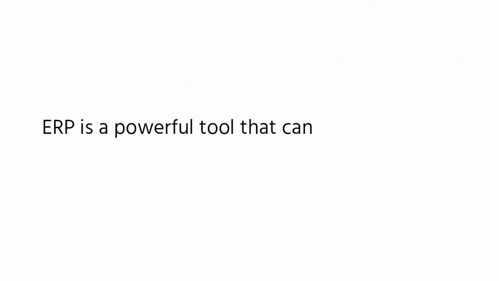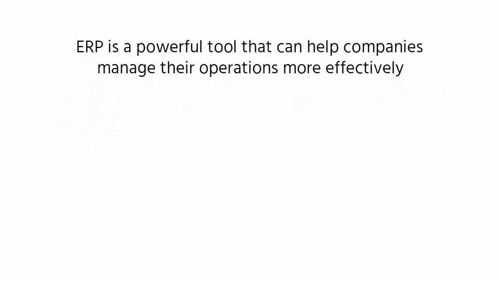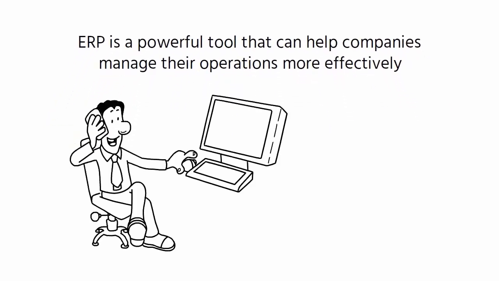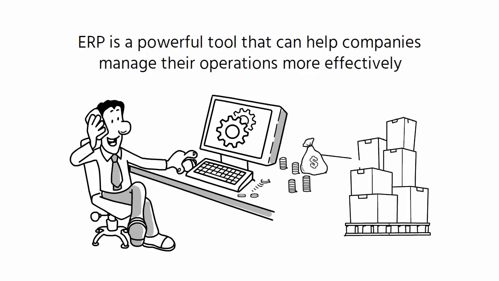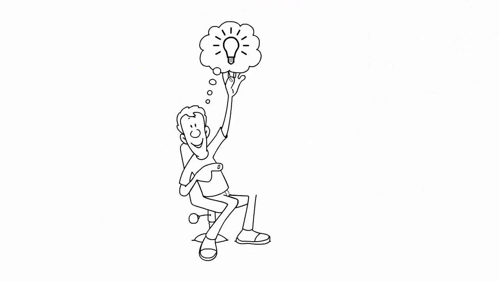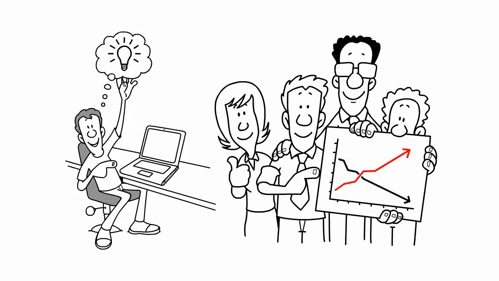In conclusion, ERP is a powerful tool that can help companies manage their operations more effectively. From finance to supply chain, ERP provides a single source of truth and eliminates the need for manual processes. By making it easier to make informed decisions, ERP can drive growth and improve business outcomes.